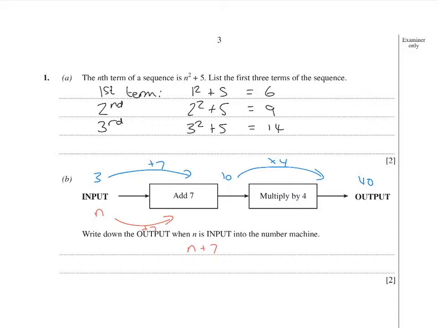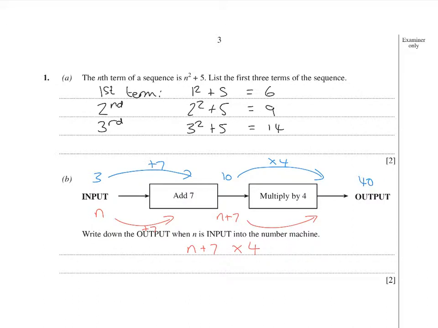Okay, that's my first step. The next thing I'm doing, I've got n add 7 going into this multiplied by 4. Now I'd be incorrect if I wrote n add 7 times by 4, and the reason why is because it is this whole thing that's getting times by 4. This would suggest that I'm going to do BIDMAS and say 7 times 4 is 28, so it's the same as doing your number add 28. And you can quite clearly see here that when it was 3, 3 add 28 is not 40.